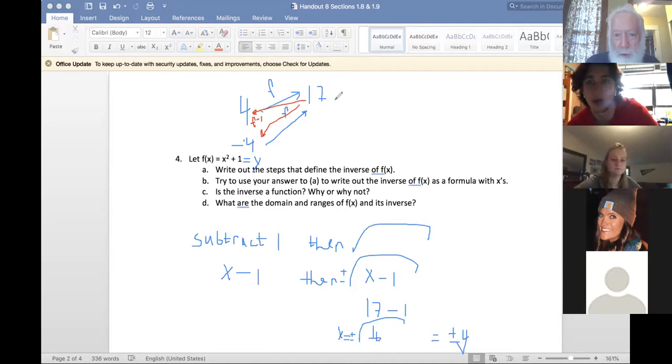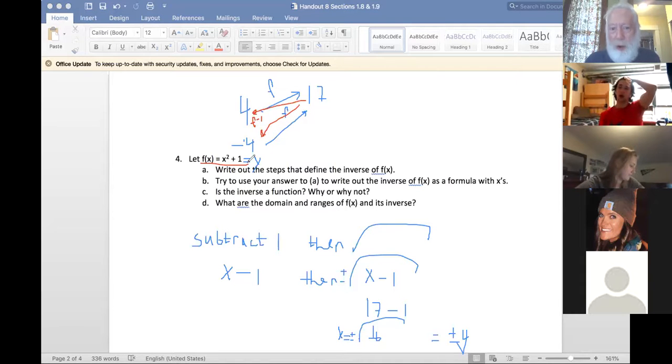But the f of x is a function. Yeah, because if you look at f, anytime we just have squares or cubes or you're doing something to x, there's only one way to do it. When you undo it, there could be more than one way. Okay. So f is a function, but the inverse isn't. Thank you.